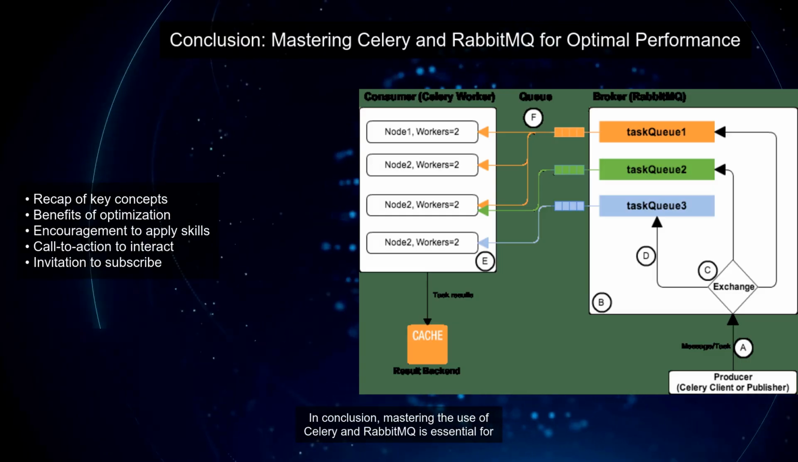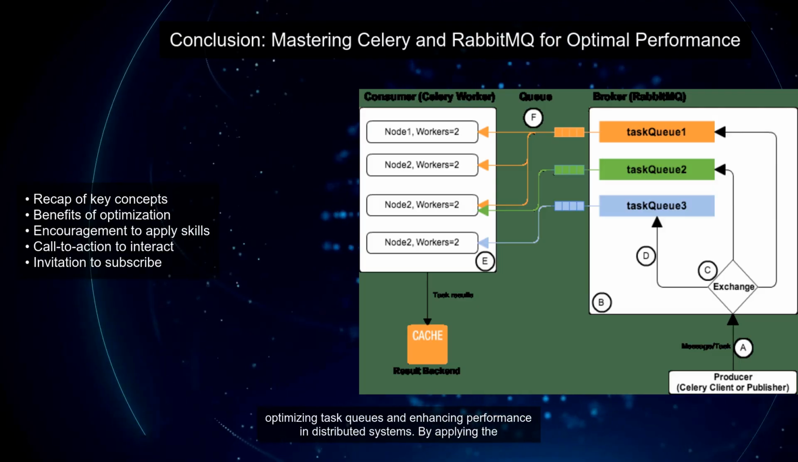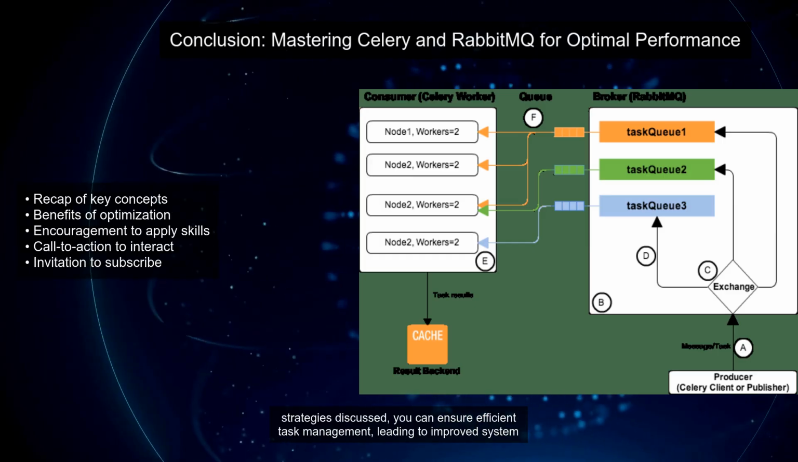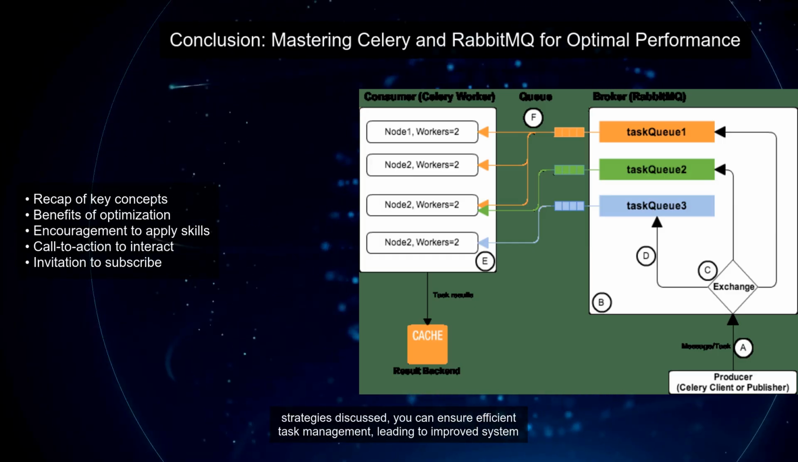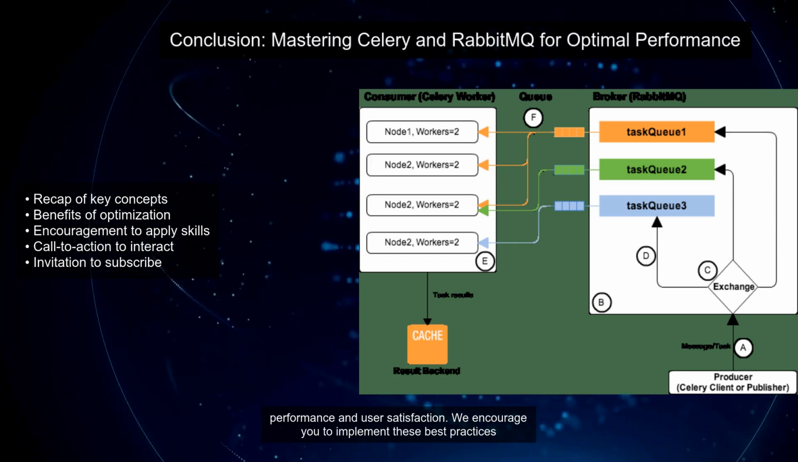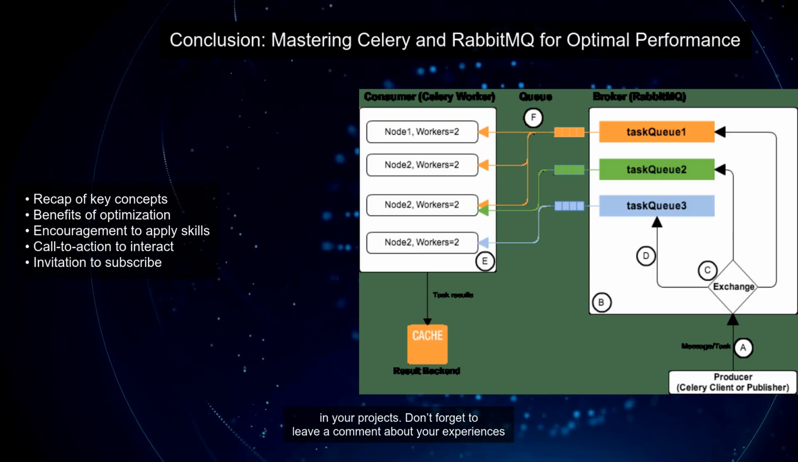In conclusion, mastering the use of Celery and RabbitMQ is essential for optimizing task queues and enhancing performance in distributed systems. By applying the strategies discussed, you can ensure efficient task management, leading to improved system performance and user satisfaction. We encourage you to implement these best practices in your projects.